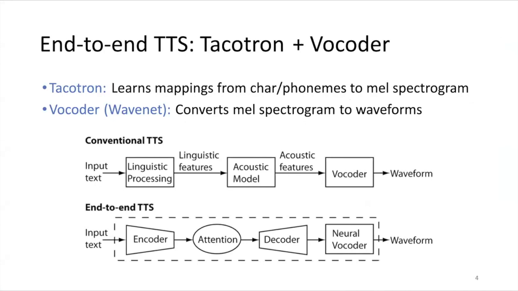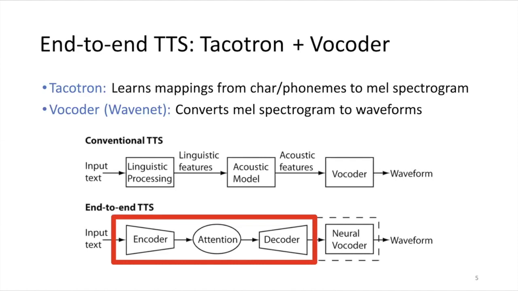So here's an overview of our end-to-end TTS. We are using a tacotron and vocoder type setup. Tacotron learns mappings from characters or phonemes to a mel spectrogram. We are using phoneme input, and then a vocoder converts the mel spectrogram into waveforms. Different from a conventional TTS, which has separately trained modules, we have an encoder-decoder model with attention that we train all together, and then we have a separate neural vocoder, which is WaveNet.